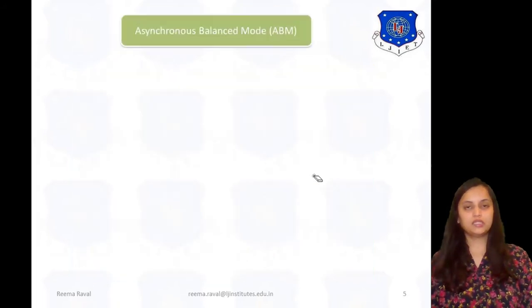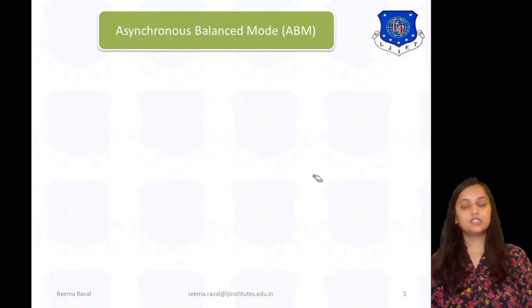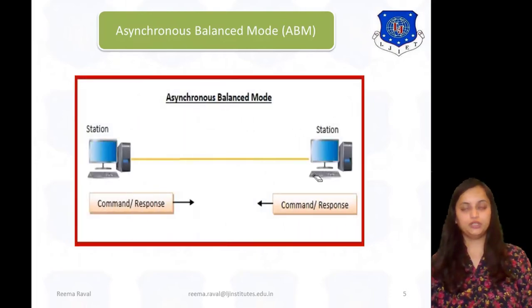Now the next one is ABM, that is Asynchronous Balanced Mode. Here the configuration is balanced, that is each station can both send commands and respond to commands, and it is used for only point-to-point communication. As you can see from this diagram, for asynchronous balanced mode, the point-to-point communication is established where both can send commands and responses as well.